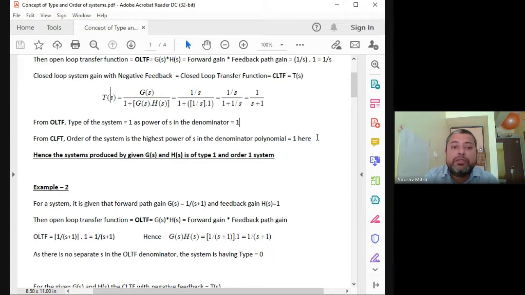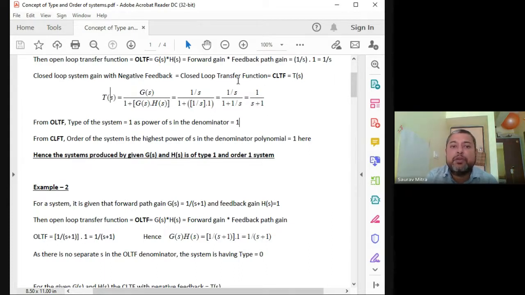But one more thing you can find out: if I'm putting a positive feedback in this case, this will become 1 minus. So this will become S minus 1. If it is becoming S minus 1, in that case, S will be equal to 1. That means the system will become unstable. So only by these three lines, a very important concept of control system you can understand.